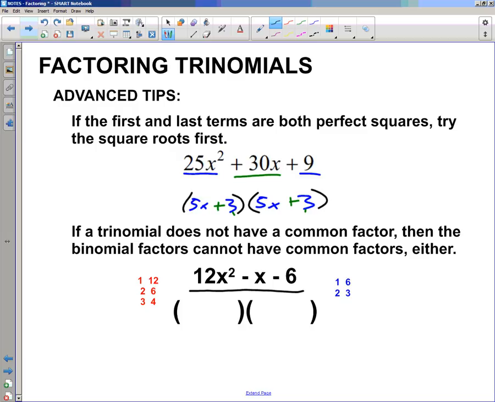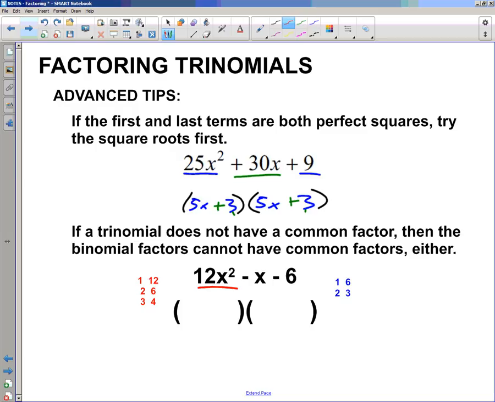So if I look at this, and this doesn't have a common factor, and this one doesn't, that means that when I go to create my factors for my binomials, the binomials cannot have a common factor either. Let me show you what I mean here. I'm trying to get 12x squared.